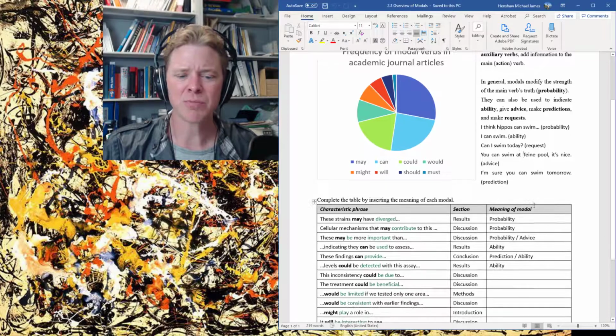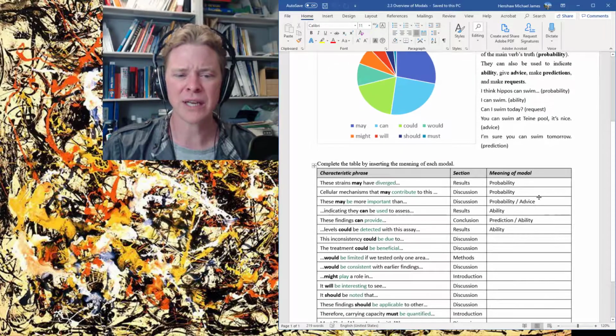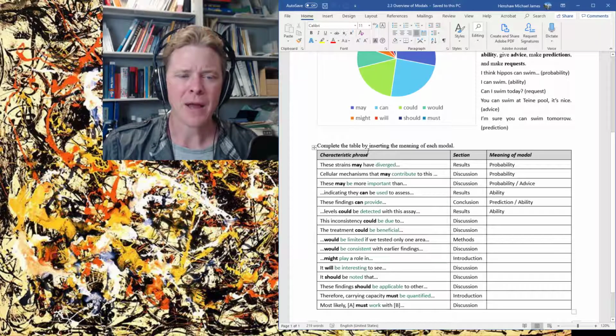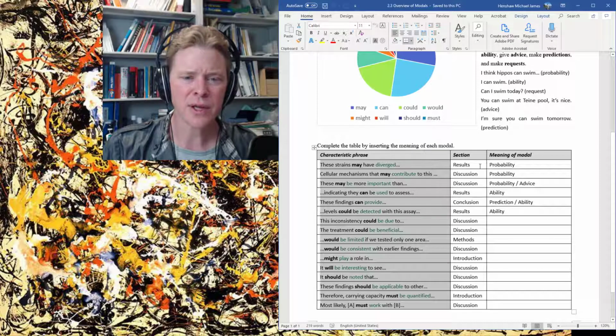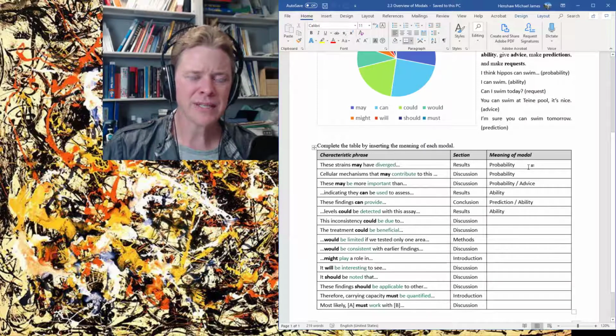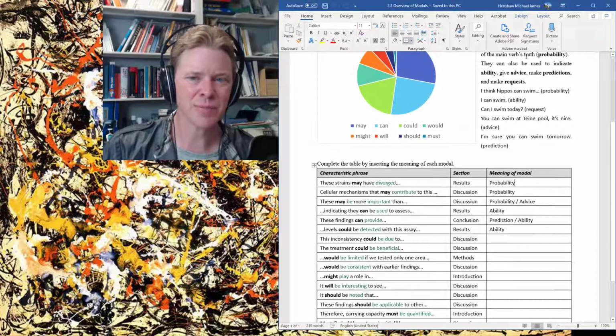Let's go through. This is meant to be an overview, and we'll go into some more detail on another document, but I have taken some characteristic phrases from journal articles, and I've listed the section which it comes from. And I am attempting to label each of these based on what we talked about above.